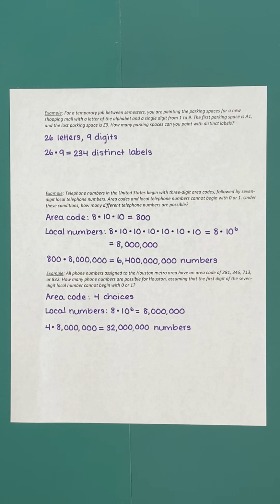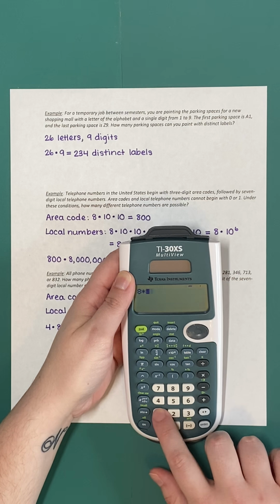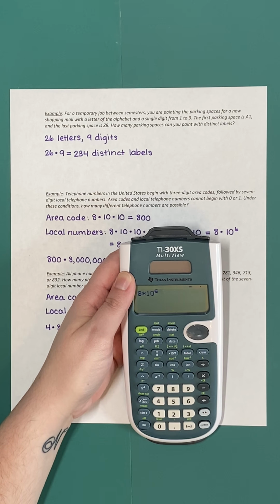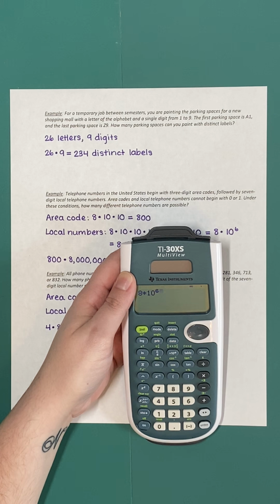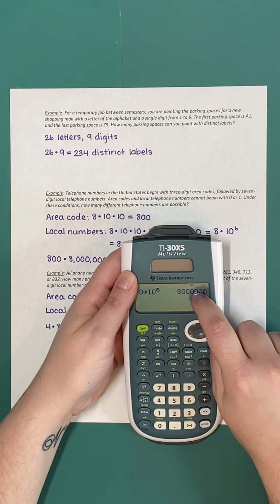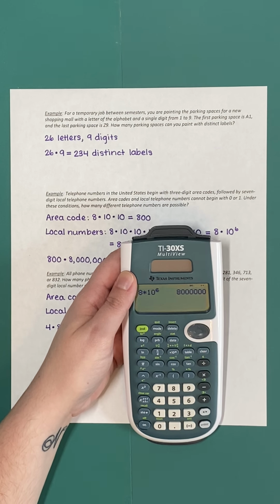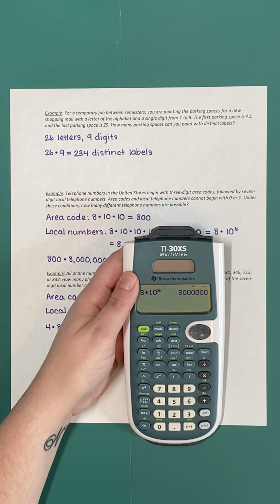So let's put that into the calculator. So 8 times 10 to the 6th power. When your calculator evaluates this, it's going to do the exponent first, and then it's going to do the multiplication. So when we press enter, again, you may have to count your digits. It's helpful to do that to see how big this number really is. So 3 zeros, and then 3 more zeros, and then the 8. So that is going to be 8 million. So there are 8 million different local telephone numbers.